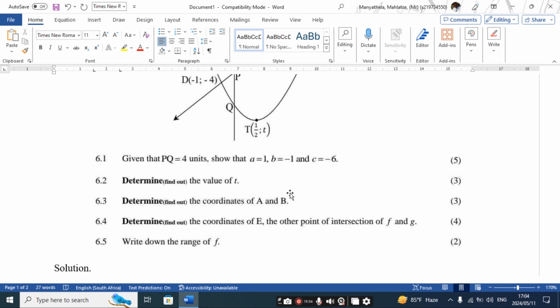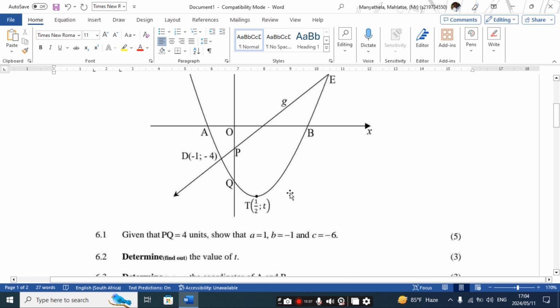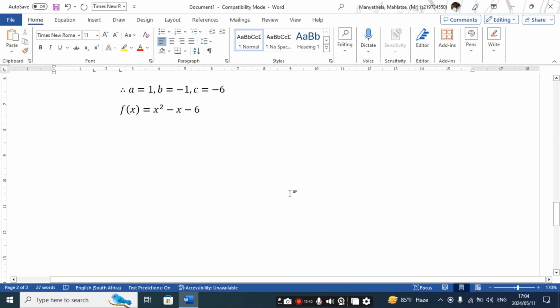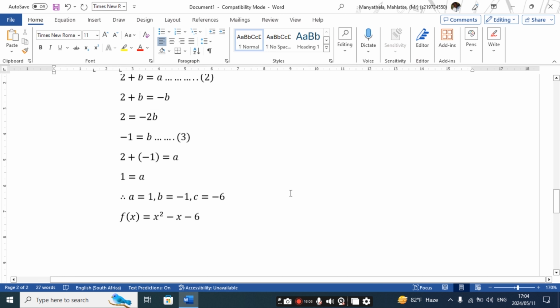Going to the second question, it says determine or find out the value of t. Okay, we have the equation. You can either find the axis of symmetry, but you don't have to do that because the axis of symmetry is already given as 1 over 2. Then take the axis of symmetry and plug it into the original equation to find the corresponding y value, which in this case is t, or the minimum value of the graph.